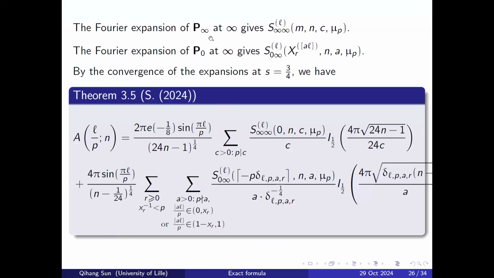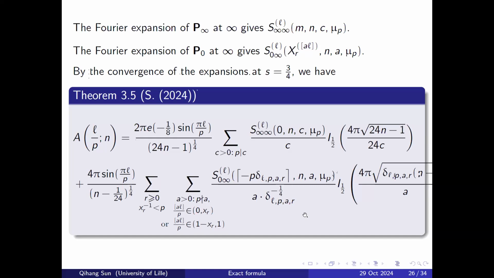Okay, we have the Poincare series at cusp infinity, which gives us the Kloosterman sum at cusp infinity. The Poincare series at cusp 0 gives us the Kloosterman sum at cusp 0. We have the convergence at 3/4. And because of the theorem we have proved before, they should be equal. And now we have our main theorem. The Fourier coefficient, this is the Fourier coefficient of the rank generating function, equals the contribution from cusp infinity and the contribution from cusp 0.